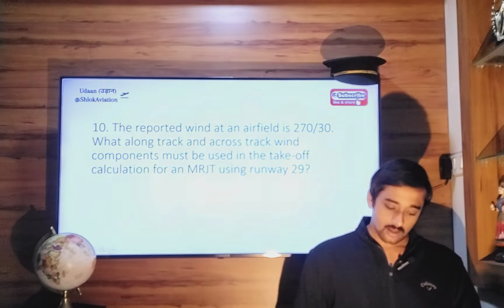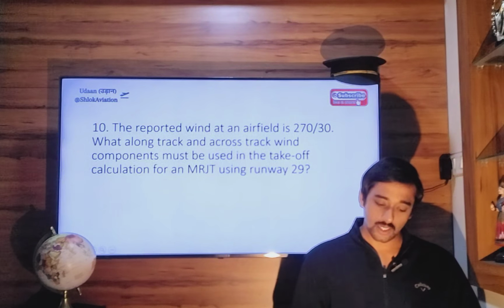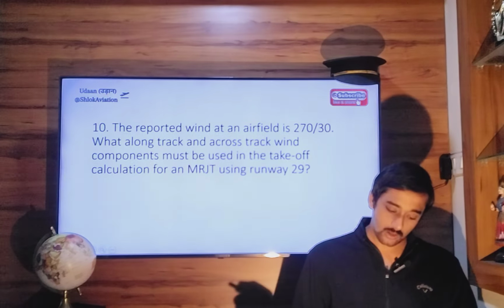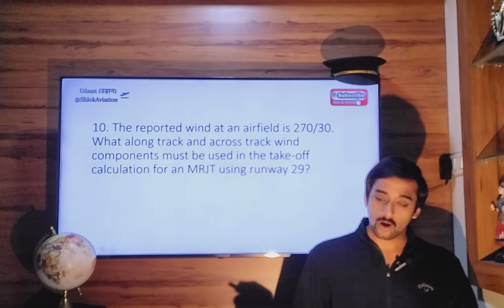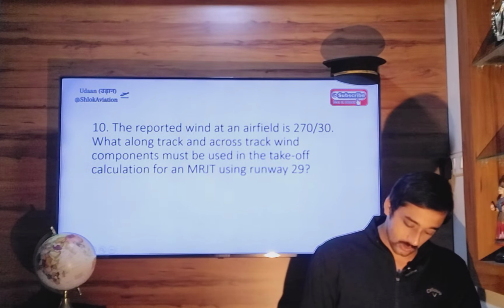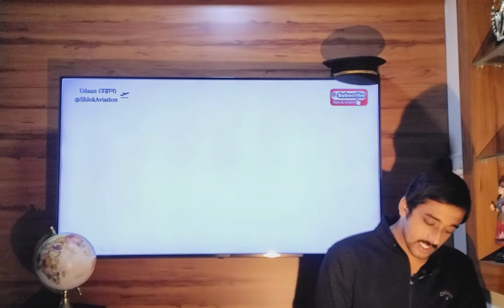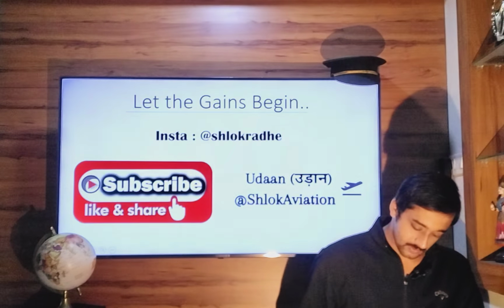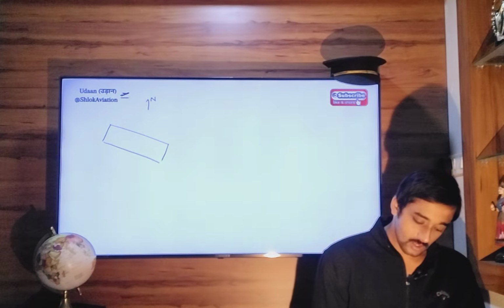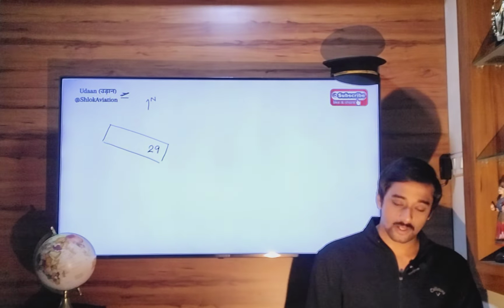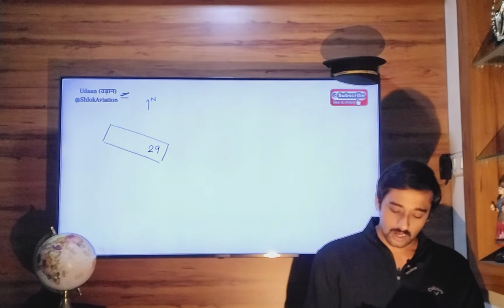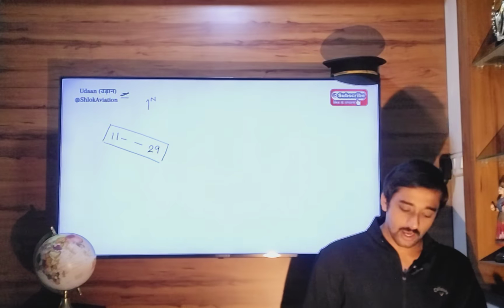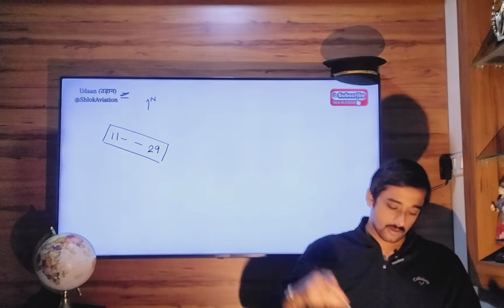Next. The reported wind at an airfield is 270 at 30 knots. What along track and across track wind components must be used for takeoff if you are taking off from runway 29? Okay, so again, let's say this is your north datum. Runway 29 will be like this. 29, the reciprocal of which is 290 minus 180, 110. So runway 11 will be here. So we are taking off from runway 29 like this.